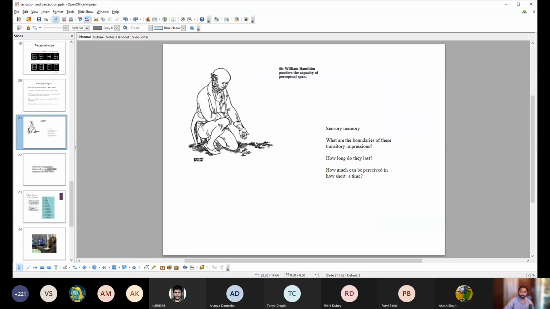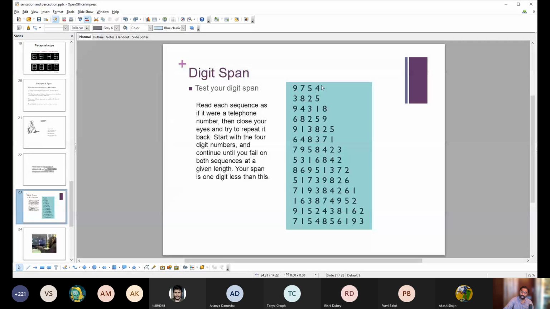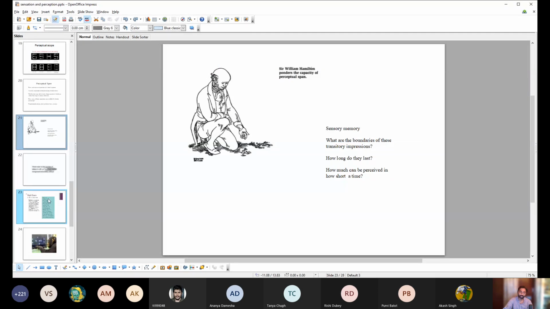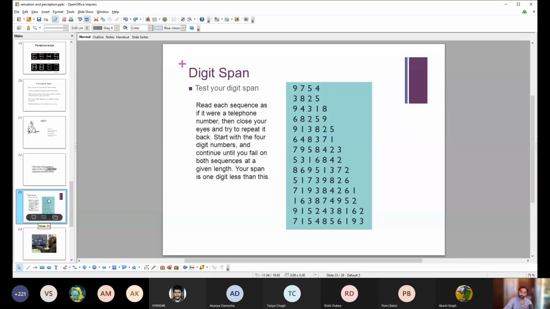So the question Sir Hamilton was asking is, how long do they last? So if I show you this, after how much time, if I tell you to recall, you will be able to do it? Is it immediately? Is it after 1 second, 2 second, 5 second, 10 second, likewise? That's one question. And second is how much. So both time and amount together say how much information I'm able to store in my sensory memory. And how much is that is what Sir Hamilton was interested about.